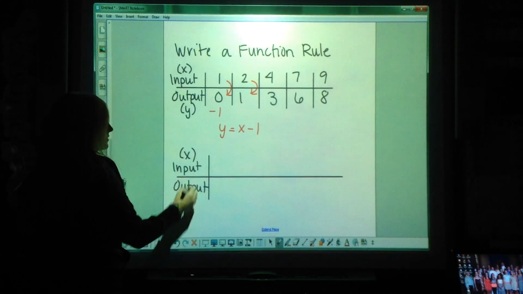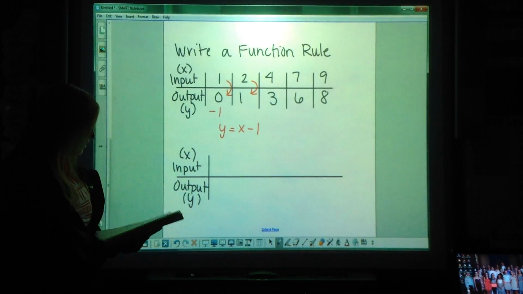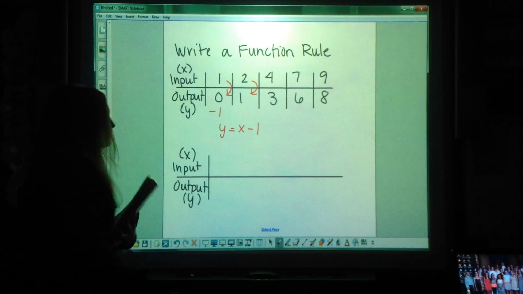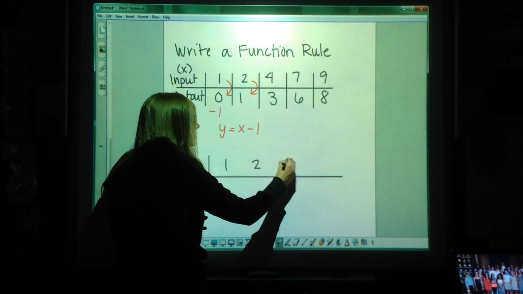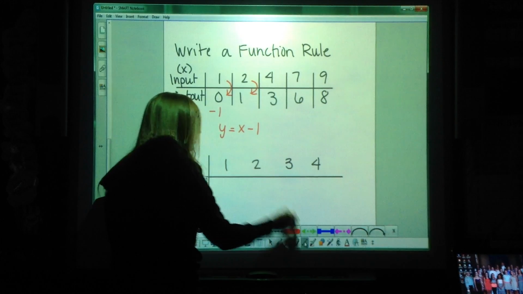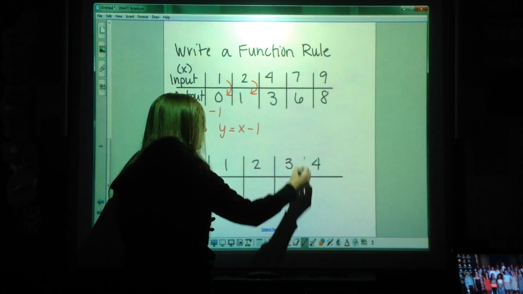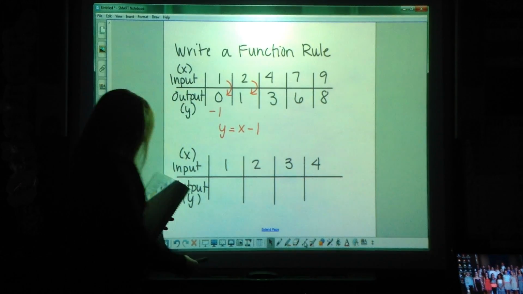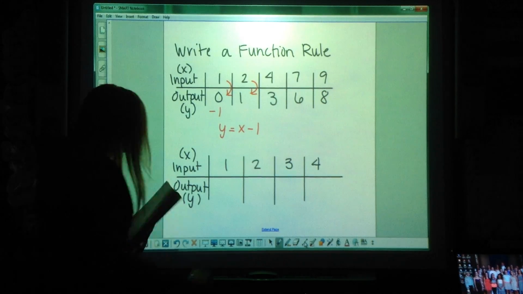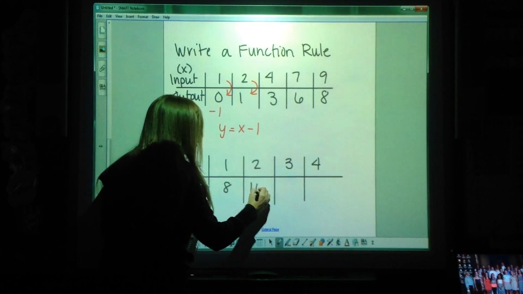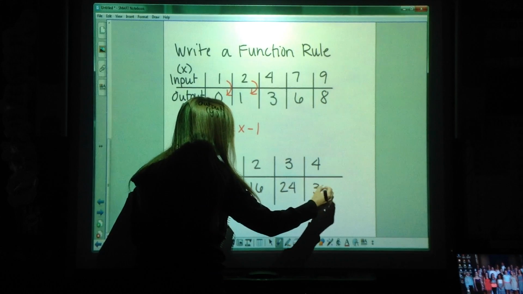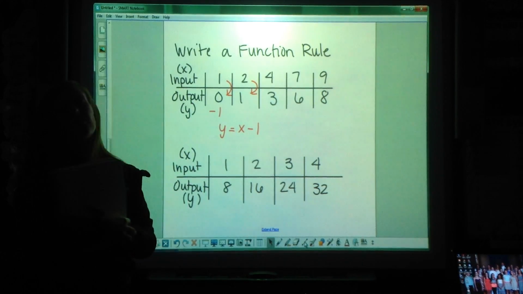This is your x, this is your y. My inputs are 1, 2, 3, and 4. And your outputs 8, 16, 24, 32. Write a function for this function table.